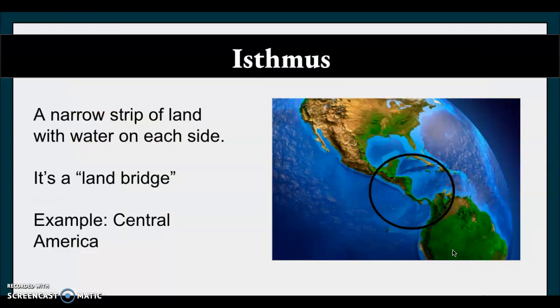All right, isthmus is a narrow strip of land with water on each side. I like to think of this as a land bridge, and the example that we'll look at is Central America. Also, you will hear about the Isthmus of Panama, which is located right here where my mouse is. Right, it connects North America to South America, and see we've got water on each side. We've got the Caribbean Sea. We also have the Pacific Ocean.